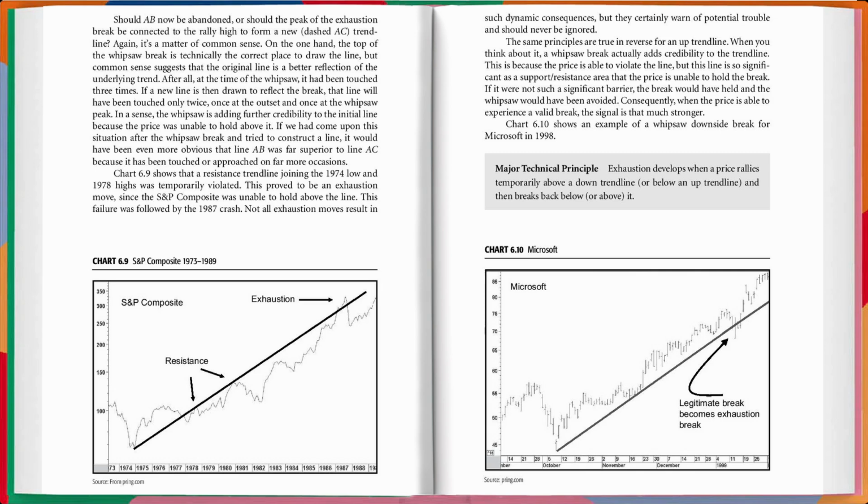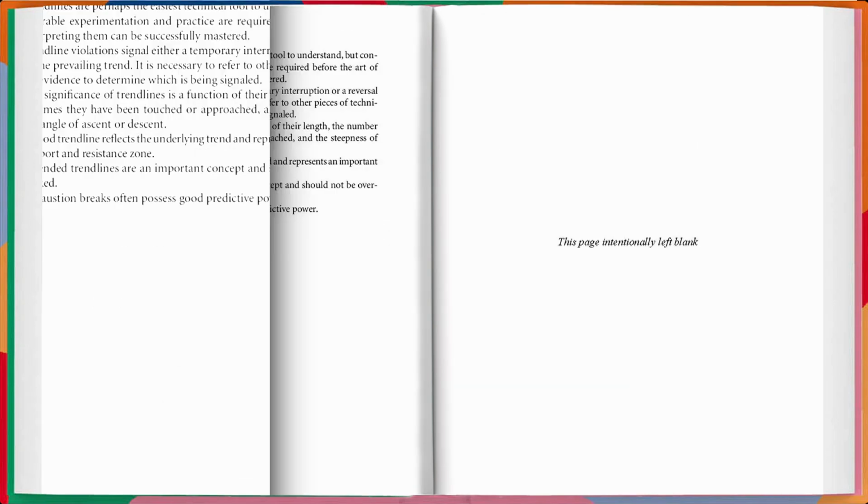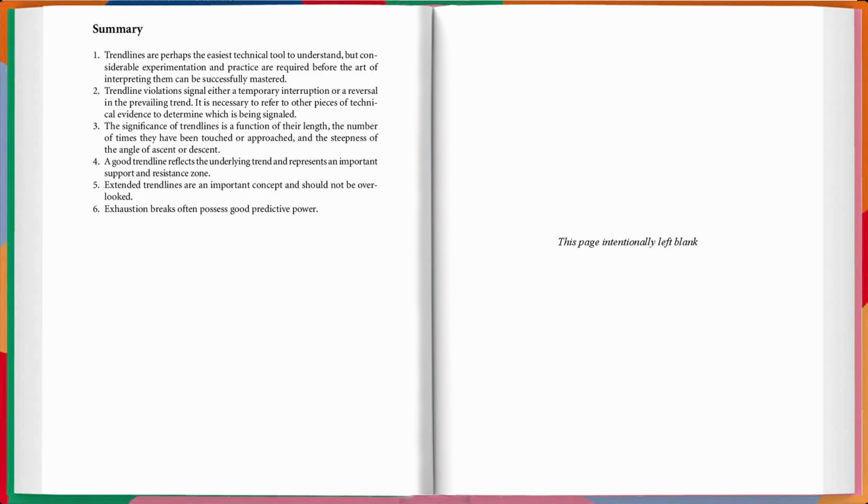Major technical principle: exhaustion develops when a price rallies temporarily above a downtrend line or below an uptrend line and then breaks back below or above it. Summary: 1. Trend lines are perhaps the easiest technical tool to understand, but considerable experimentation and practice are required before the art of interpreting them can be successfully mastered.